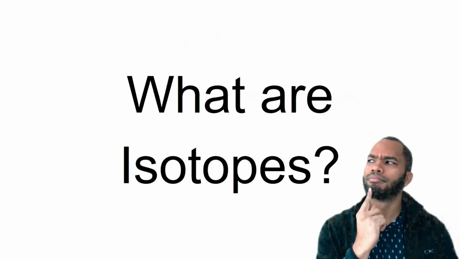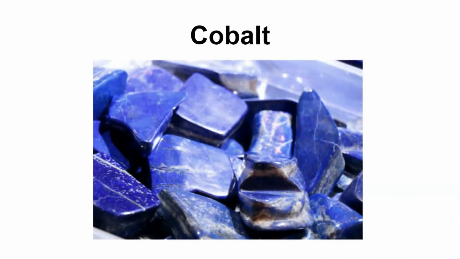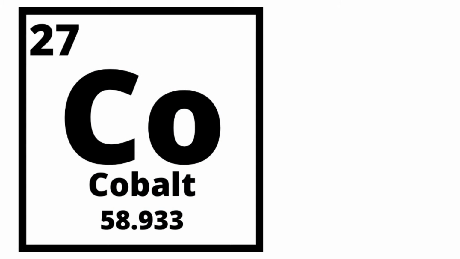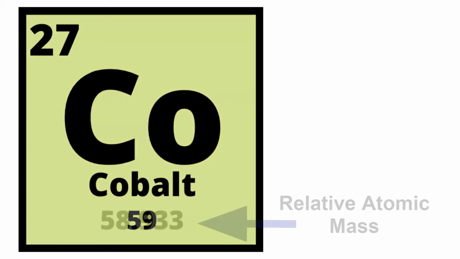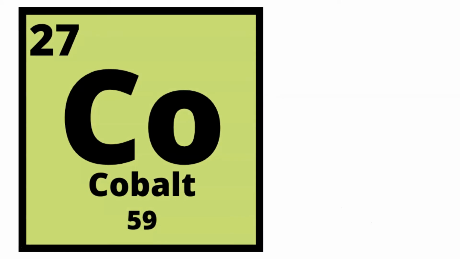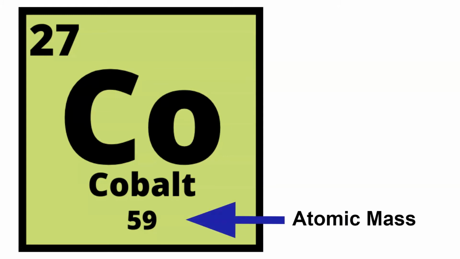What are isotopes? Let's take a look at cobalt. When we look at the periodic table, the bottom number is the relative atomic mass. Remember that this number is protons plus the neutrons. This is a version of cobalt, and this is known as an isotope of cobalt. It is cobalt 59. 59 represents the atomic mass.